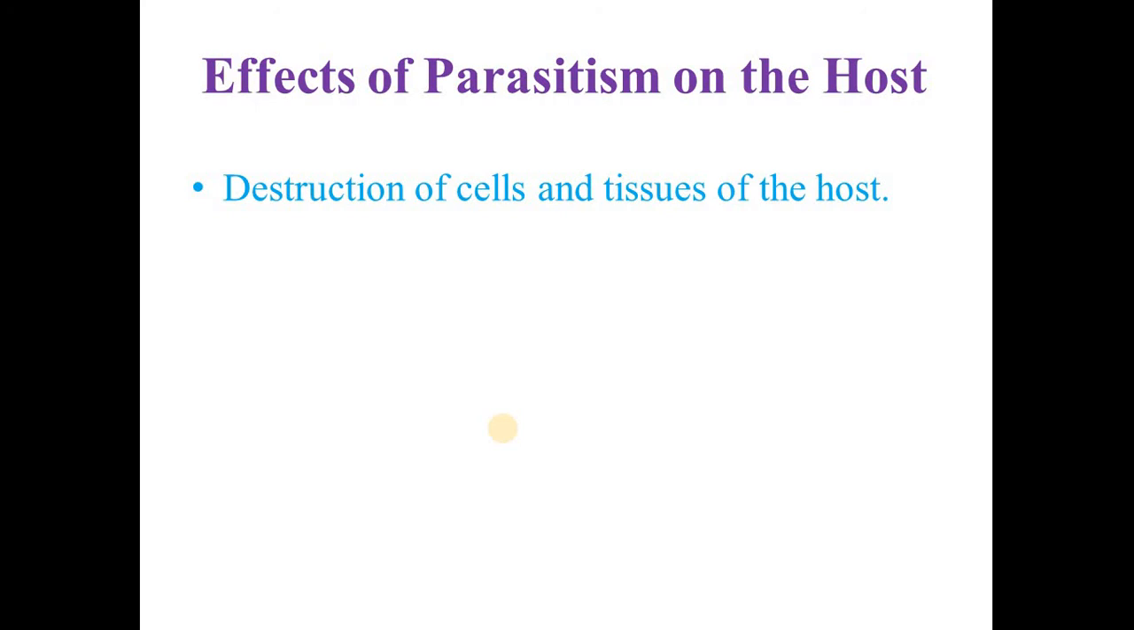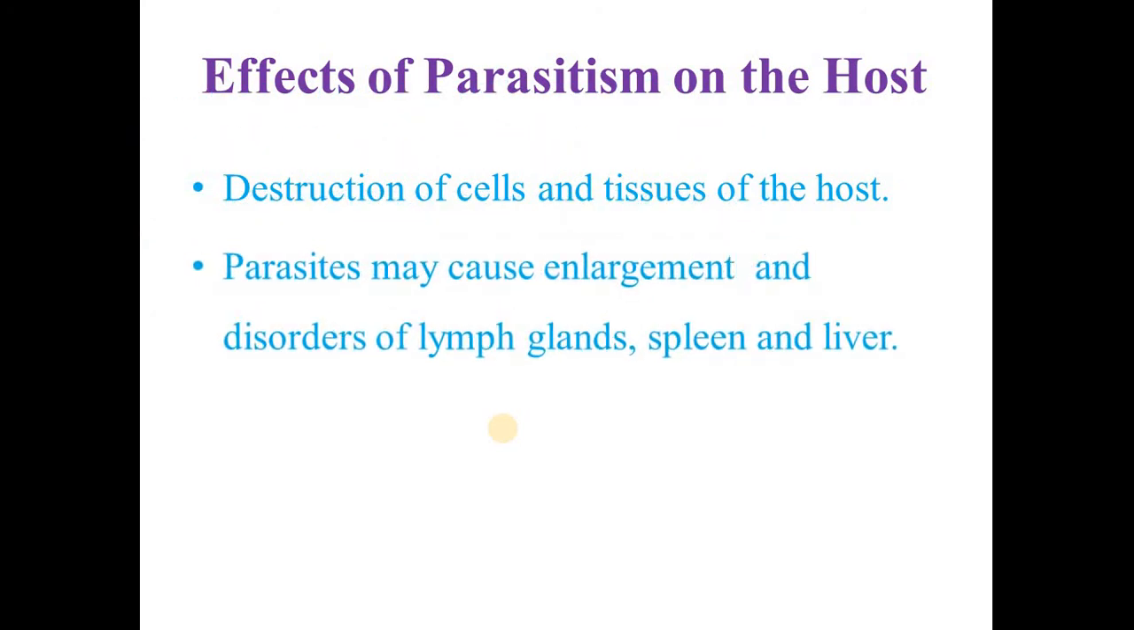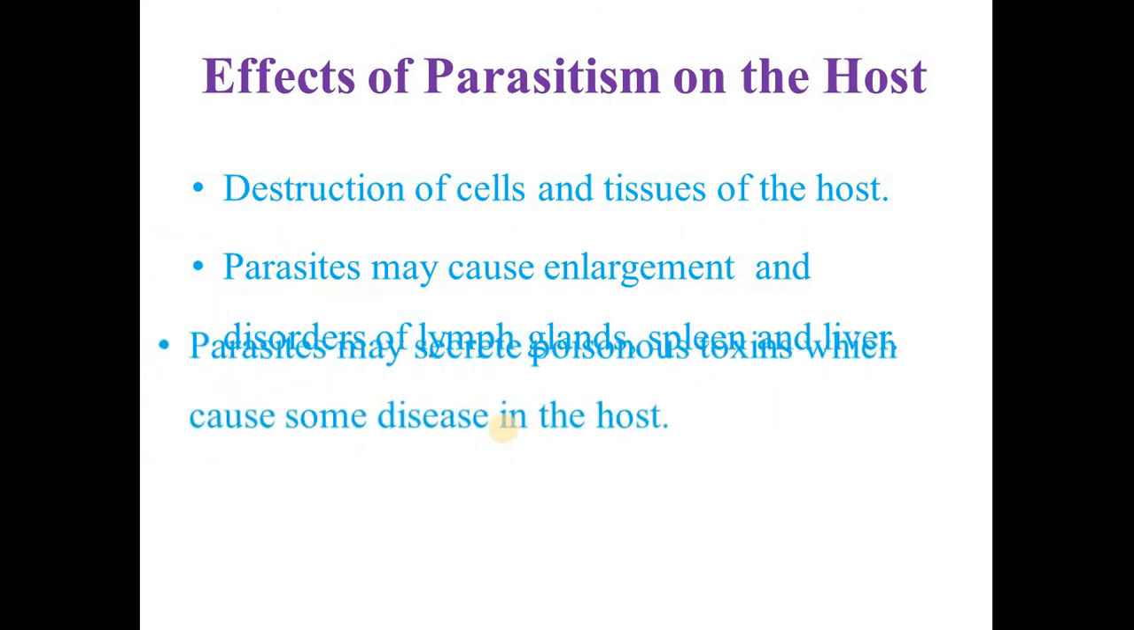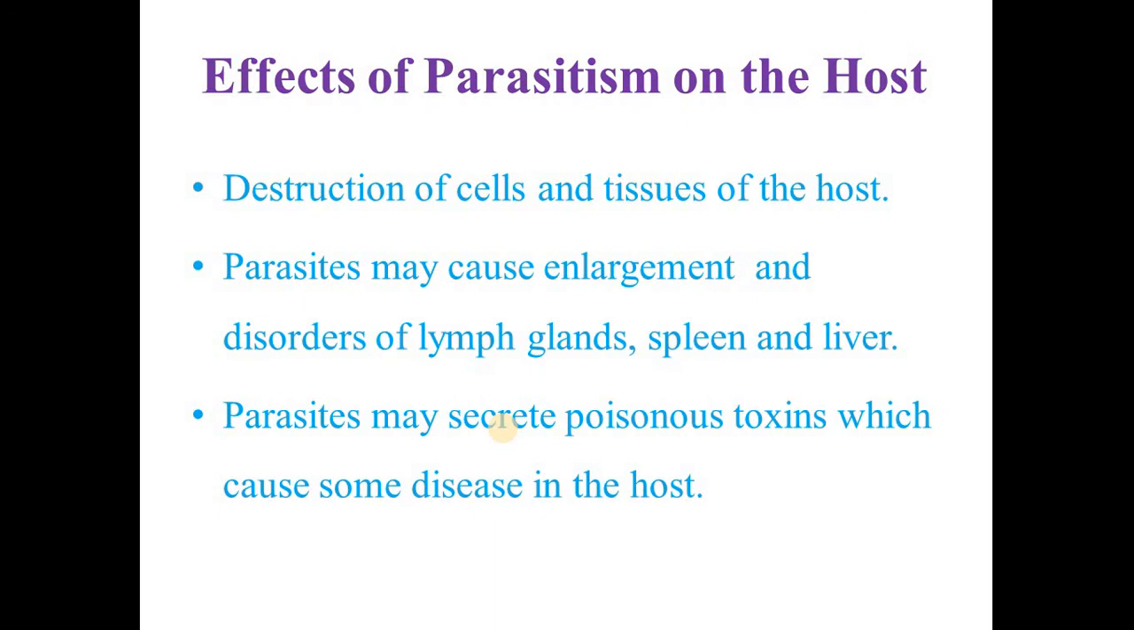Next effect is parasites may cause enlargement and disorders of lymph glands, spleen, and liver. Example, Leishmania may cause ulcers in the intestine, liver, and brain. Another example, Entamoeba also results in similar conditions. Parasites may secrete poisonous toxins which cause some disease in the host. Example, Plasmodium causes malaria.